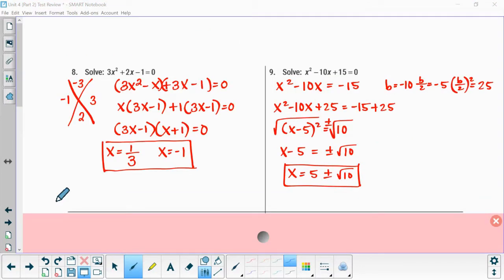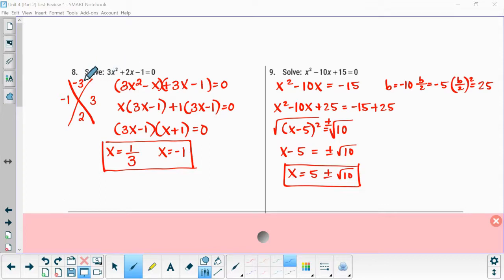Okay, for number 8, we are solving 3x squared plus 2x minus 1. Now, if the method is not indicated, which on your test it should be, you are free to try any of our 3 options. Remember, you can factor, you can complete the square, you can use the quadratic formula. For this one, it is factorable, so that's the route I took.